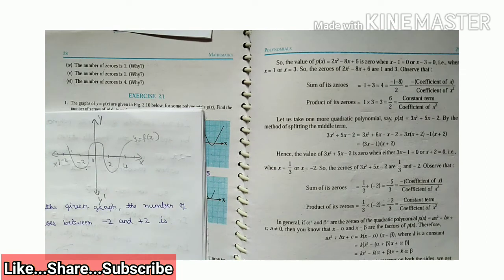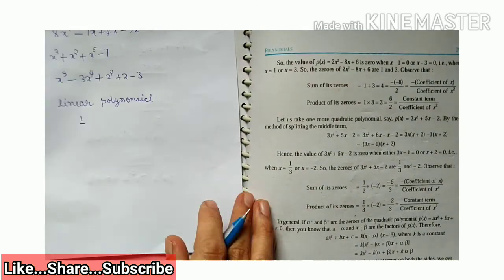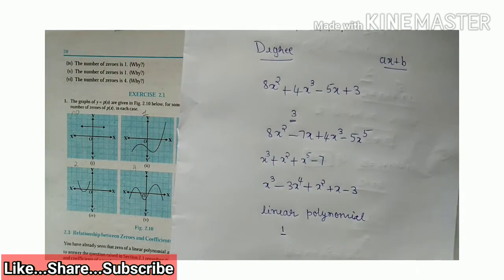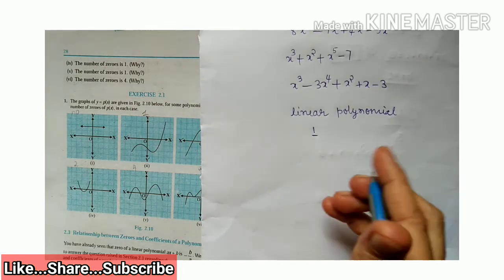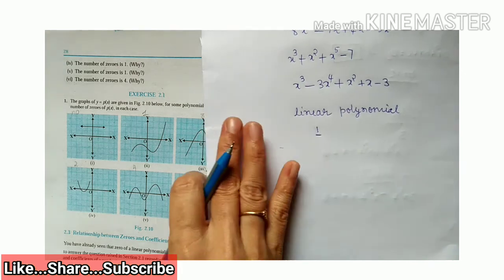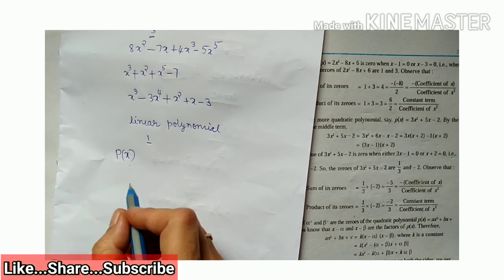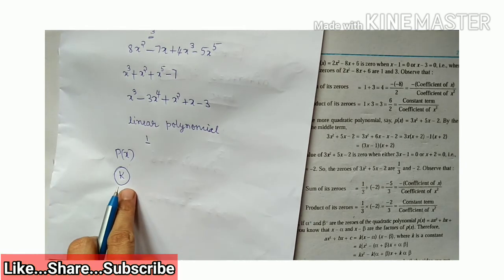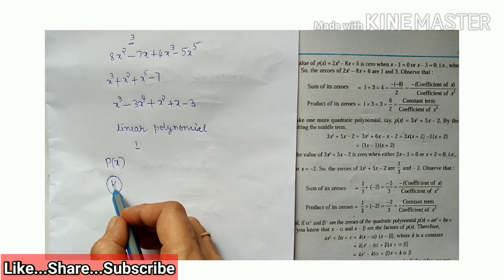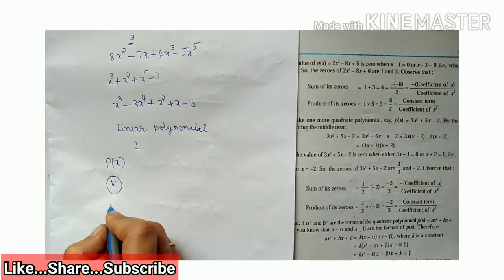Next, zeros of the polynomial. If p of x is a polynomial in x, and if k is any real number, then the value obtained by replacing x by k in p of x is called the value of p of x at x is equal to k.